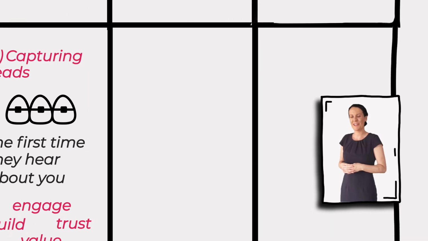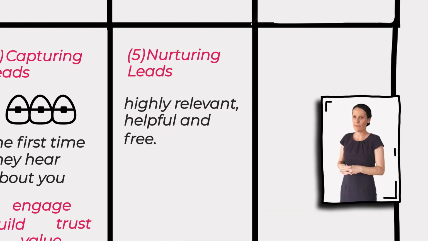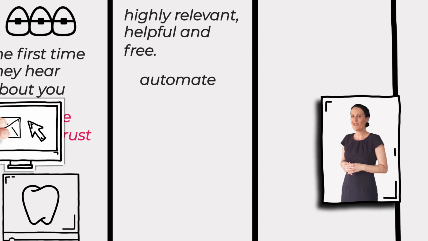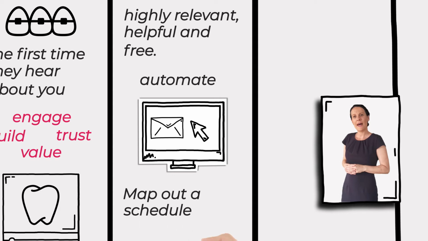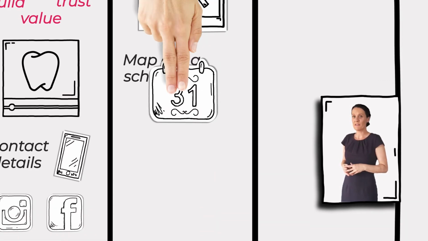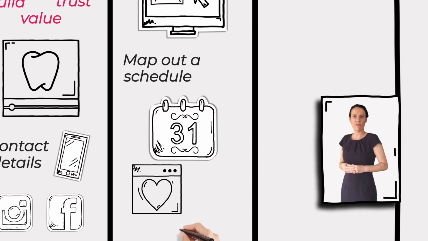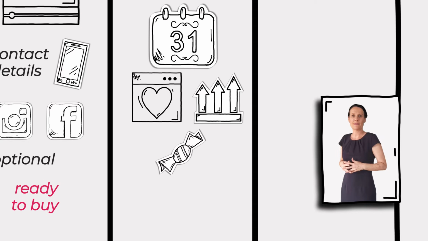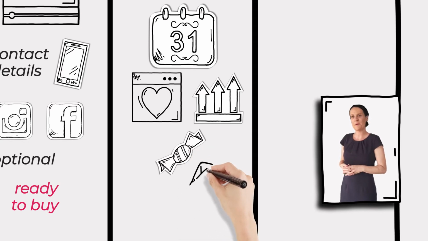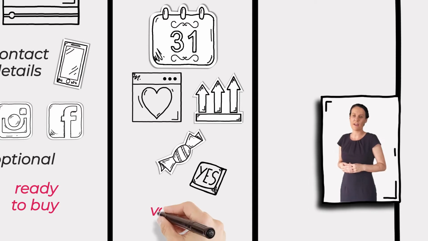Step 5, nurturing the leads. Keep providing content that's highly relevant, helpful, and free. You can automate your posts and your emails so you don't have to constantly worry about uploading the next one. Map out a schedule. Perhaps near the end of the year and near the end of the financial year, you'll provide a blog about how to maximize your health fund rebate. When Easter is coming, perhaps you'll provide an article about some fun, healthy treats that won't damage your teeth. Whatever you do, just make sure your content is valuable to them.